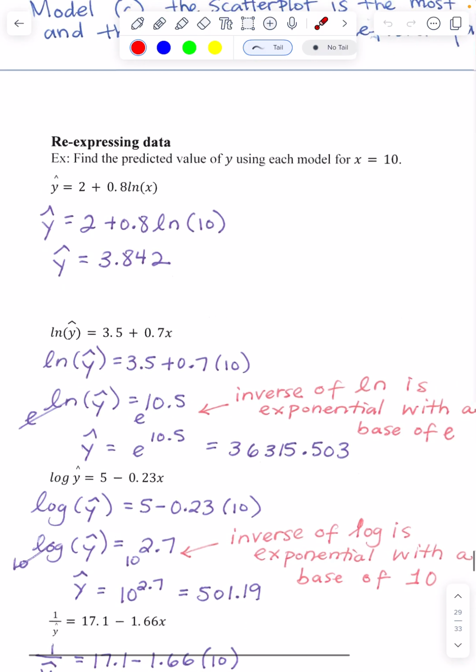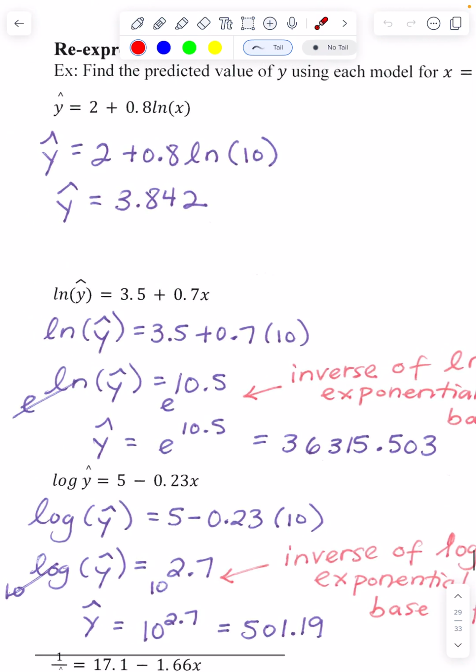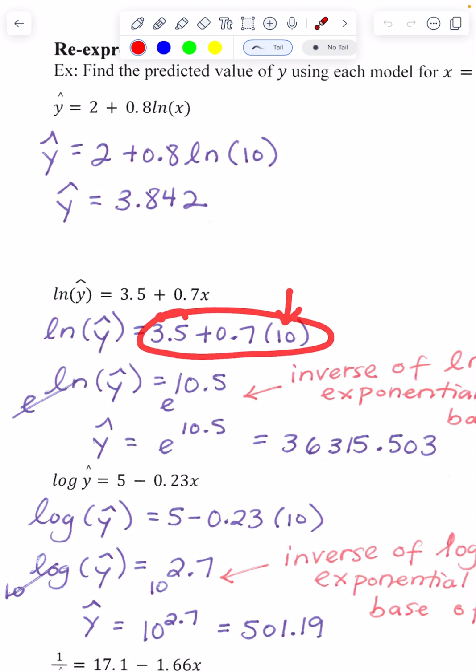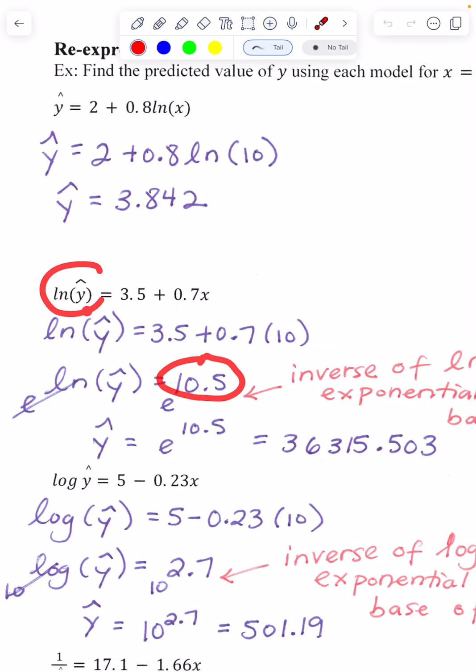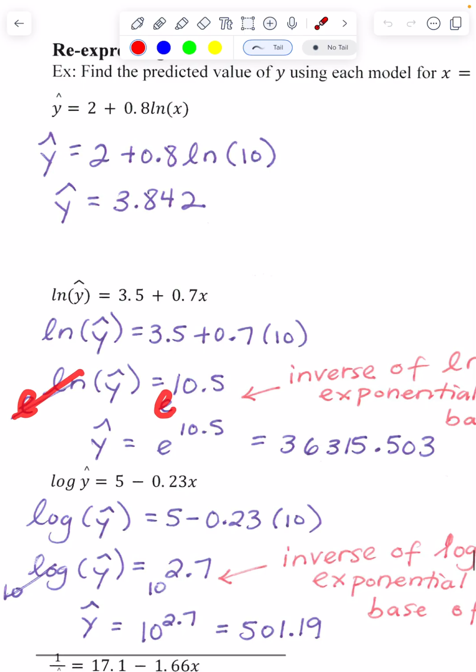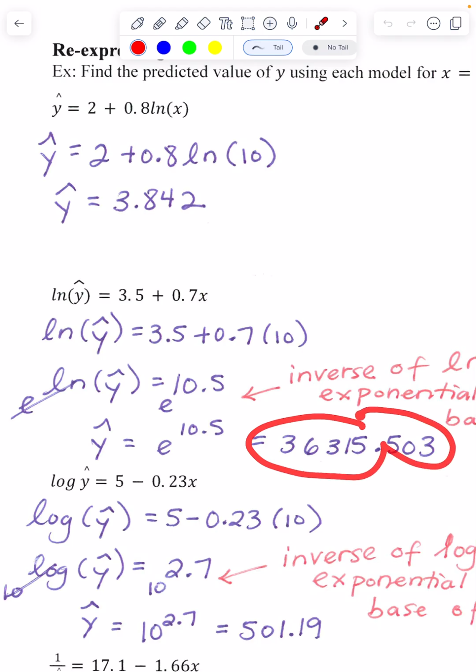This one, we do need to do a little bit of algebra. So plug in 10 here for our x value. 3.5 plus 0.7 times 10 gives us 10.5. But 10.5 is not our final answer because our y value is wrapped up in this natural log. So what we need to do is raise both sides to a base of e, and that cancels the natural log there. And we're left with e to the power of 10.5, which gives us 36,315.5.